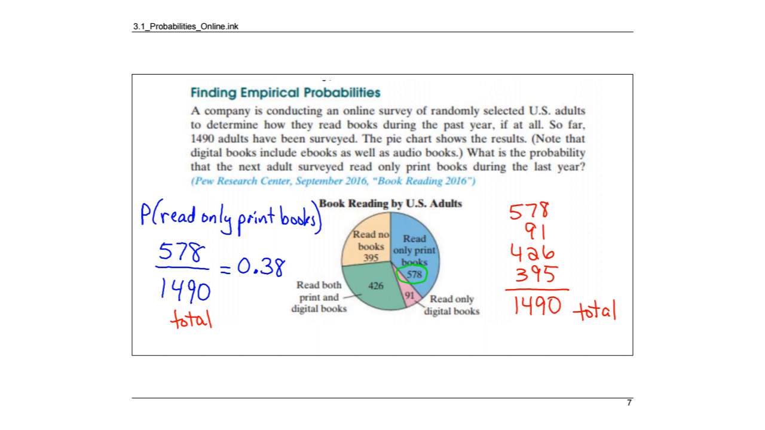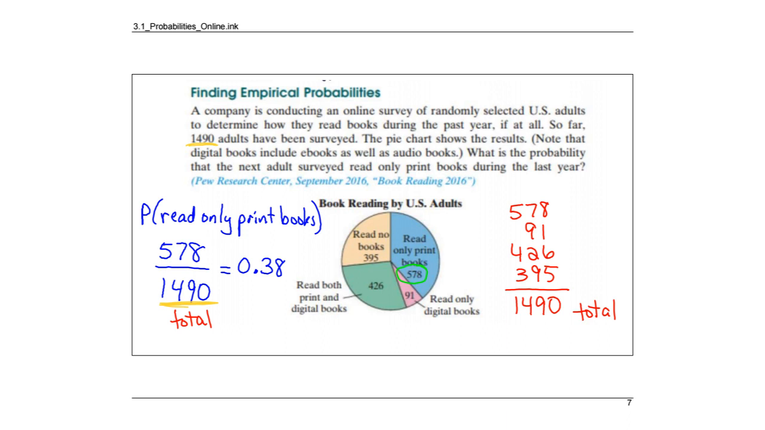All right, so a company did an online survey and they asked adults to determine how they read books during the past year, if at all. They surveyed 1,490 adults. So that 1,490 that they surveyed is going to be my total. That's going to be the denominator. The pie chart shows the results. Note that digital books include ebooks as well as audiobooks.